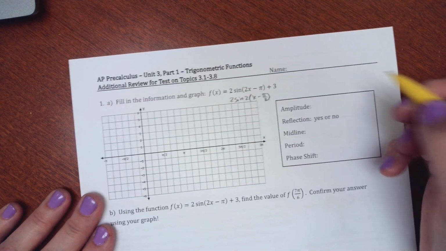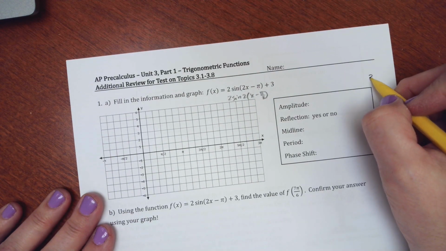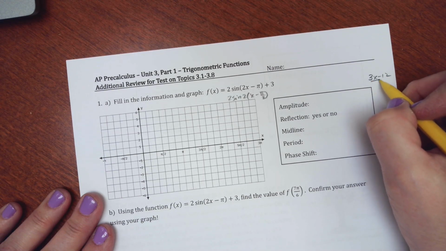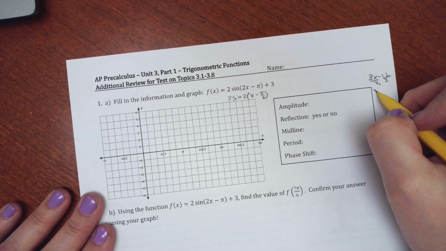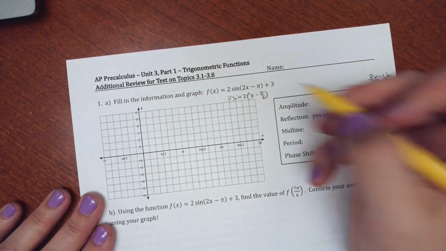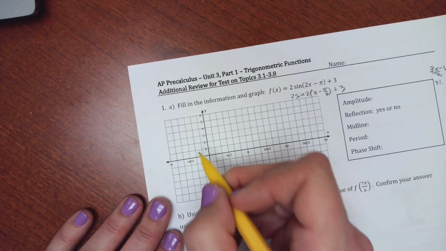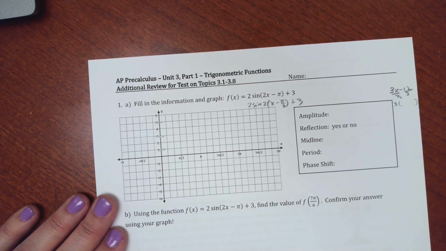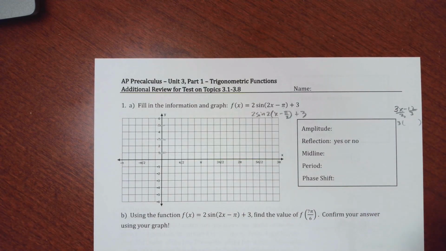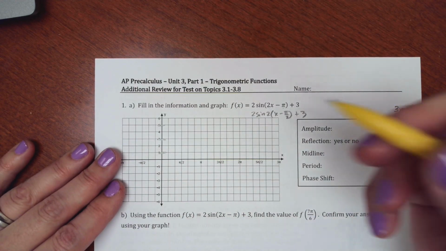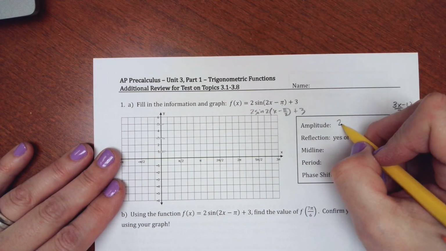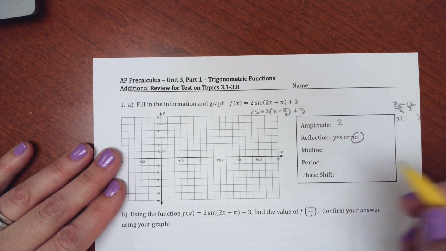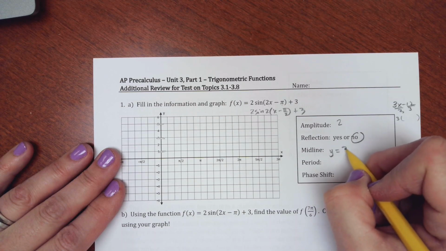Just like when you factor a 3x minus 12, right? You divide both of them by 3, and you put the 3 out front, right? That's kind of what we're doing here. All right, so I got my midline at 3, and I'm going to go 2 above and 2 below. So I'm just going to draw one cycle, because I'm trying to go kind of quick here. So my amplitude is 2, my reflection, no. Midline is y equals 3.